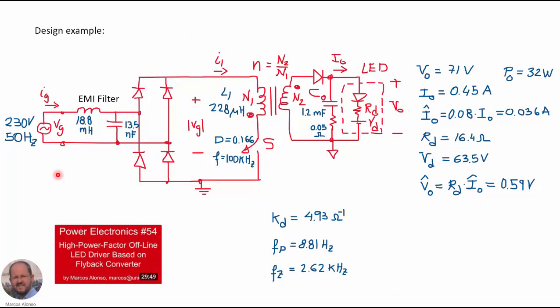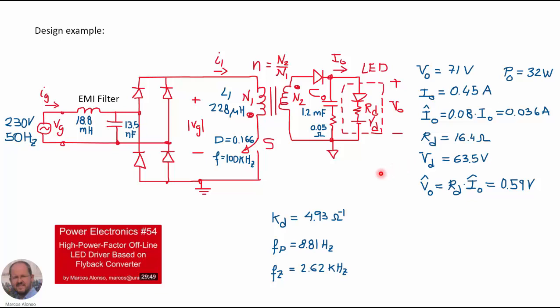And now let's do an example using the same design that we have seen in the previous video, Power Electronics number 54. Remembering a little bit, we have 230 volts at the input, 50 Hz, and at the output we have an LED lamp with an output voltage of 71 volts, output current 0.45 amperes, and output power 32 watts. These are the other parameters that we have seen in the design.